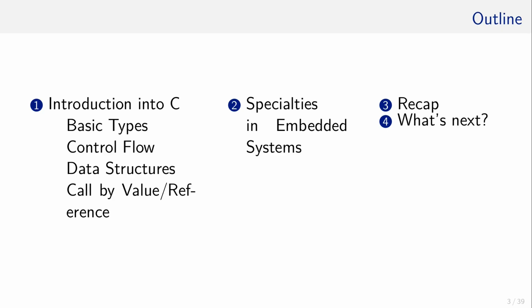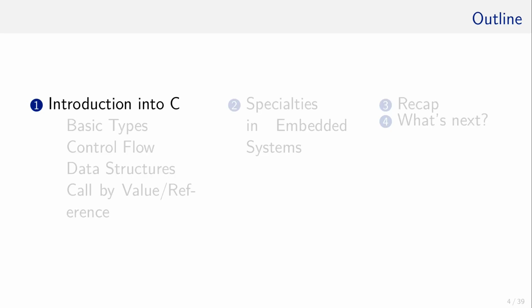In the next few video lectures, we are going to talk about the basic types and what commands are available to control the flow. Then we will continue with data structures, pointers, and call by value and reference. Later, we briefly show some specialties of C programs in the domain of embedded systems. Are you ready? Let's get started with the basic types.